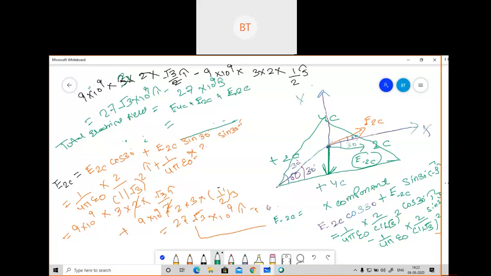27 plus 27 into 10 to the power 9 j cap. So the first term was of j cap. If you add all those values, you will get 54 root 3 into 10 to the power 9 I cap minus 27, 27, 54, 54, 54, 108 into 10 to the power 9 j cap. This will be your ultimate answer.